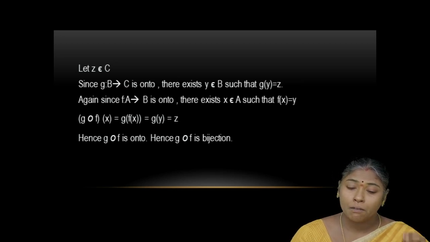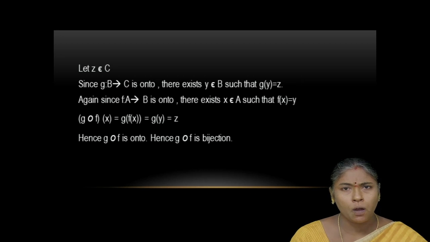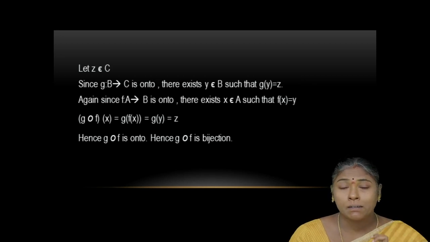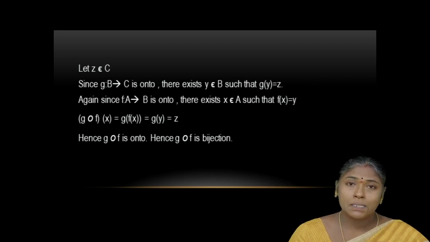Again, since f from A to B is onto, it is also given to you, f is a bijection. So f from A to B ontoங்கிறதுனால there exists x belongs to A such that f of x is equal to y. So இந்த மாதிரி நம்ம டிஃபைன் பண்ணலாம். g of y equal to z and f of x is equal to y. Now you consider g circle f of x. ஏன் g circle f கன்சிடர் பண்ண போறோம்னா நம்ம g circle f தான் வந்து bijection னு ப்ரூவ் பண்ணனும்.